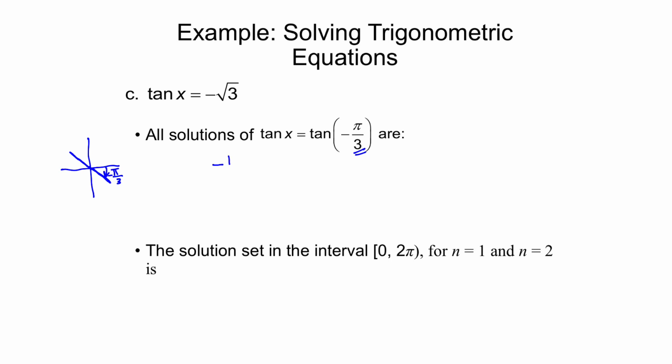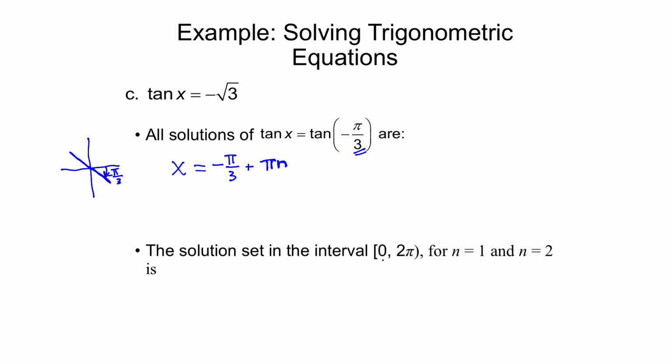If we're listing all the solutions, we'll say negative pi over 3 plus pi times n. Remember, tangent only repeats every pi. So negative pi over 3 plus pi n would be all of my solutions for this trigonometric function. And that is my solution for x. We'll put x there equals. So we're always trying to solve for x, or whatever variable it is that they give us.